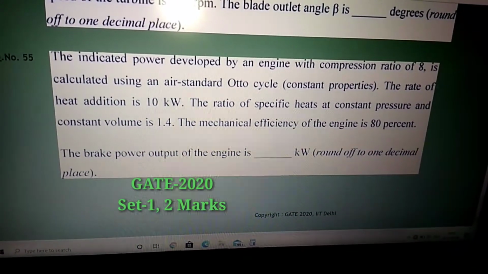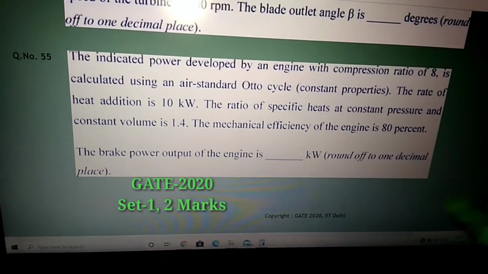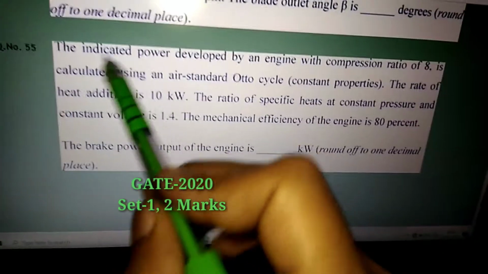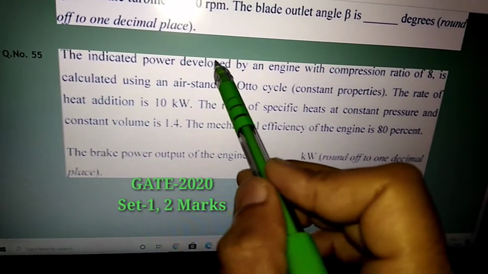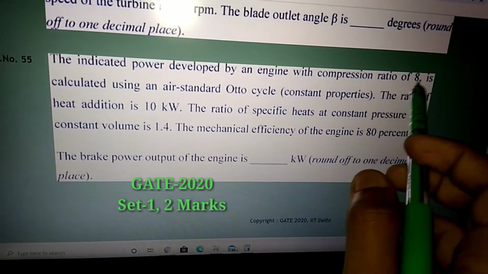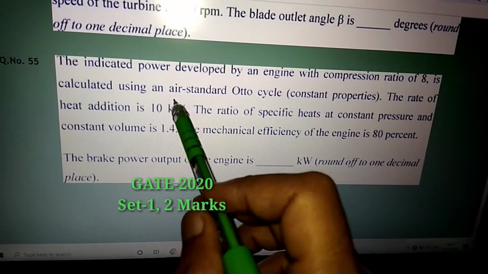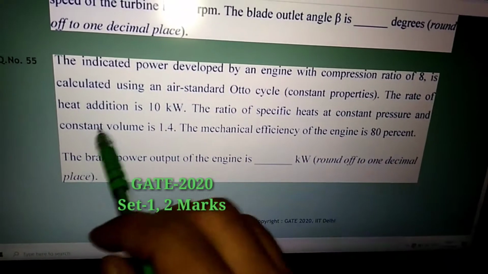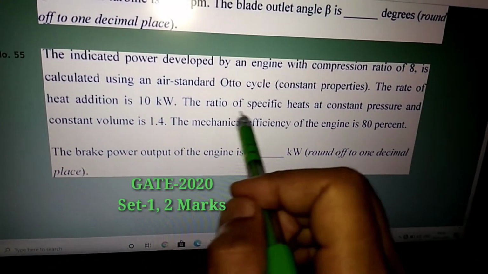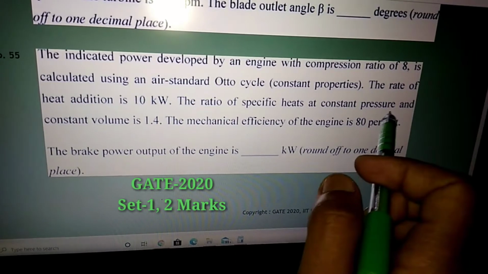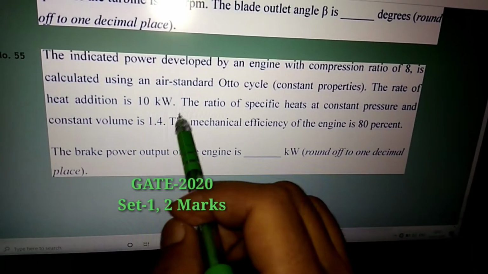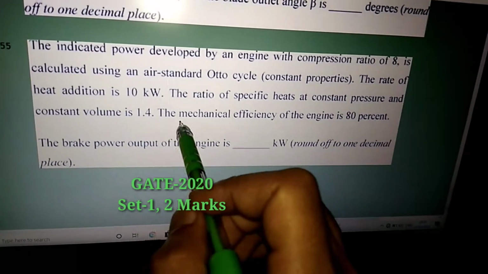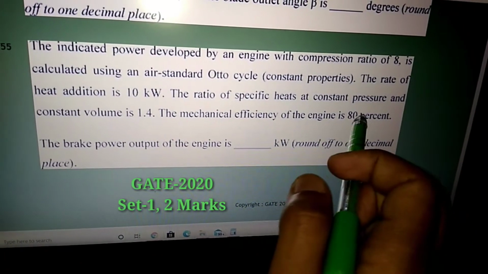Today I'm going to discuss the solution of question number 55. The question is: the indicated power developed by an engine with compression ratio of 8 is calculated using an air standard Otto cycle with constant properties. The rate of heat addition is 10 kilowatt. The ratio of specific heats at constant pressure and constant volume is 1.4, and this is gamma. The mechanical efficiency of the engine is 80%.